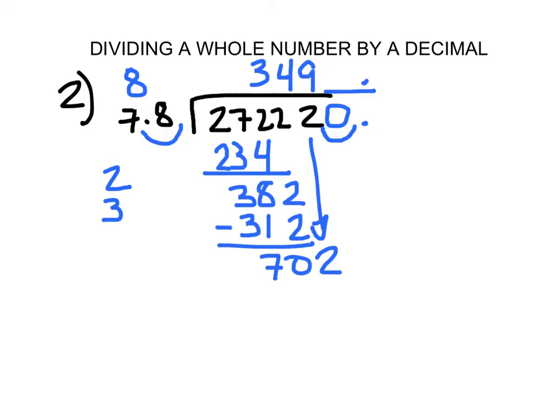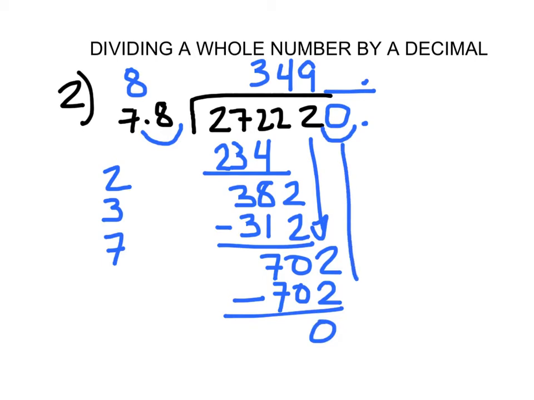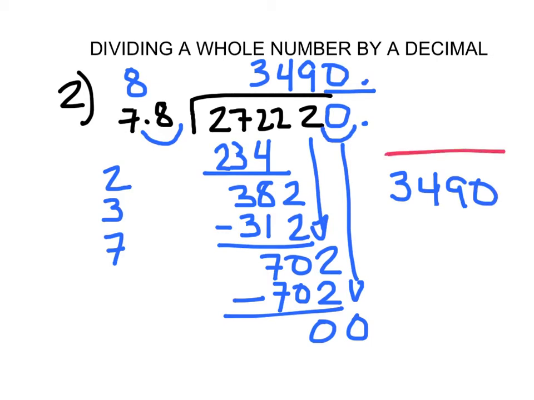9 times 8, 72, and you carry 7. 9 times 7, 63, and 7, 70. We subtract and get our next number down. So we don't have anything. Our answer will be this one.